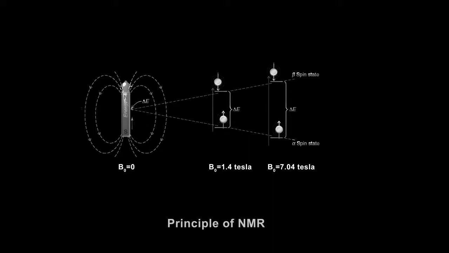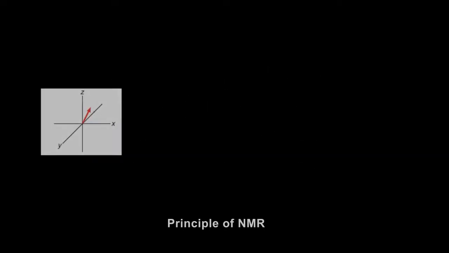If the external magnetic field is 1.41 Tesla, a 60 MHz radio wave pulse is used. If the external magnetic field is 7.04 Tesla, a 300 MHz radio wave pulse is used. The cartoon represents the magnetic field, and the nuclear spin state is indicated by the arrow.